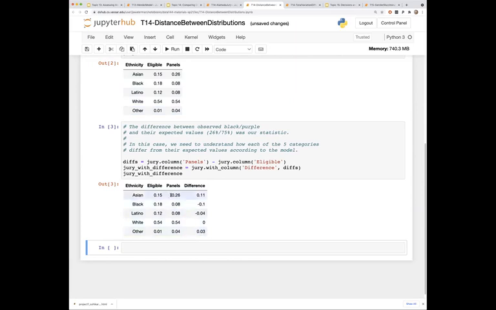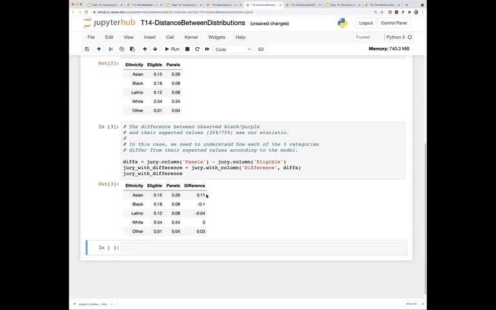I just added a column which shows the difference for each specific category, right? So I've taken our jury table and added a column, diffs. And how did I get the diffs? I just looked at the panels column and subtracted it from the eligible column, okay? And so this is showing us the difference between the eligible and the actual panels.